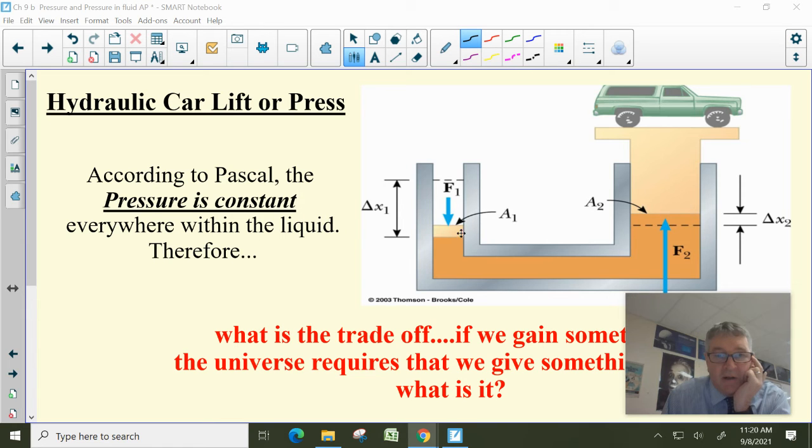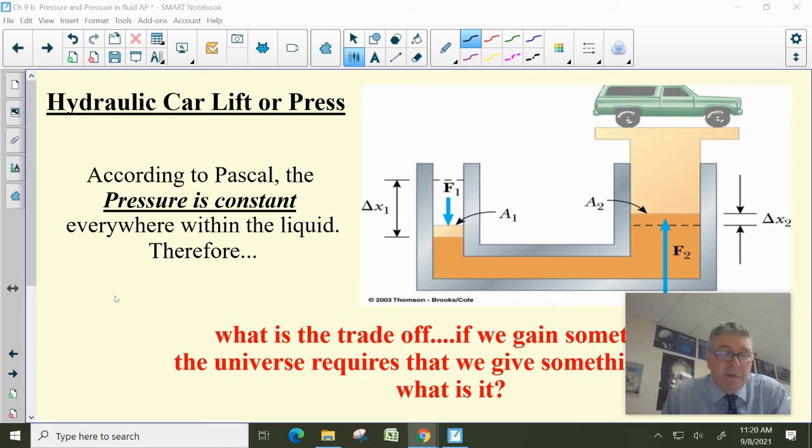I'm going to have a small area, area 1, and apply a force F1, and if I make the area 2 really large, F2 becomes really large. And again, the pressure is constant, so the ratio of F to A and F to A is constant, but if I change the area, I change the force. And it seems to be something for free. It seems to be if I put a small force in, I get a big force out. That shouldn't violate conservation of something.